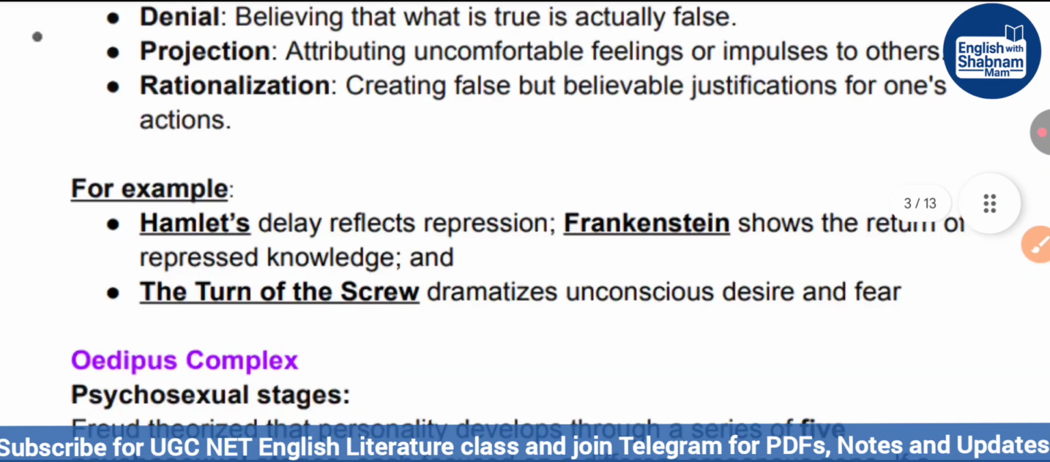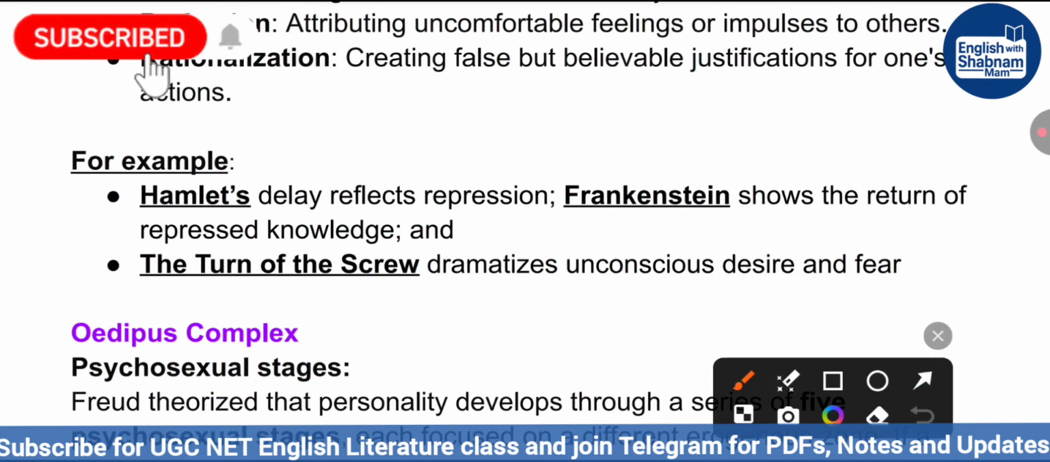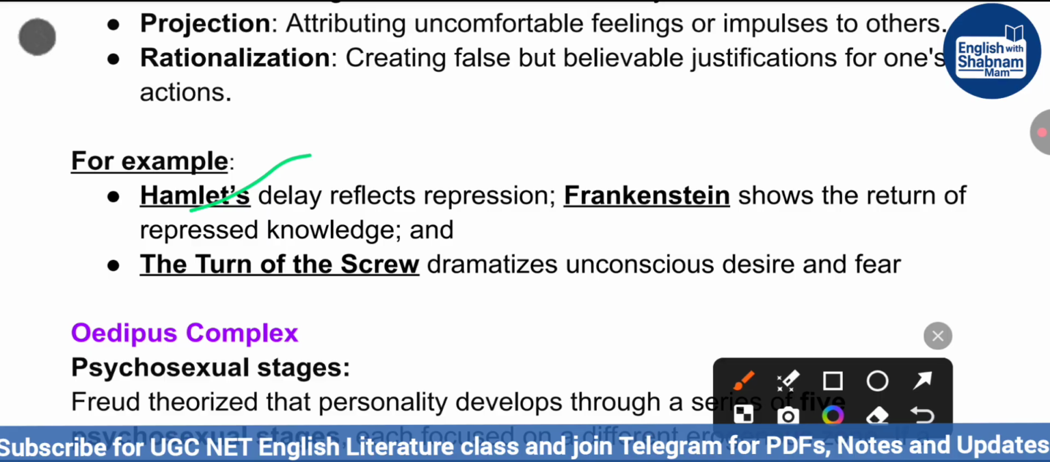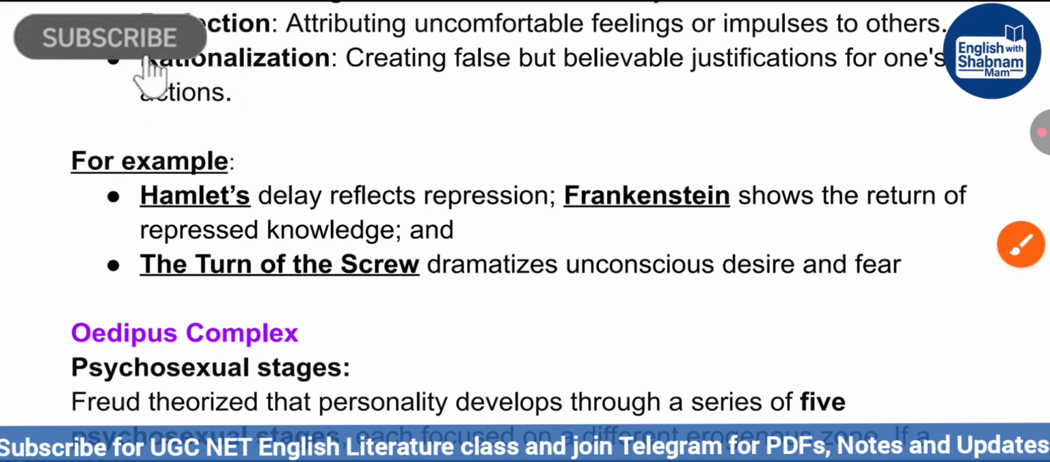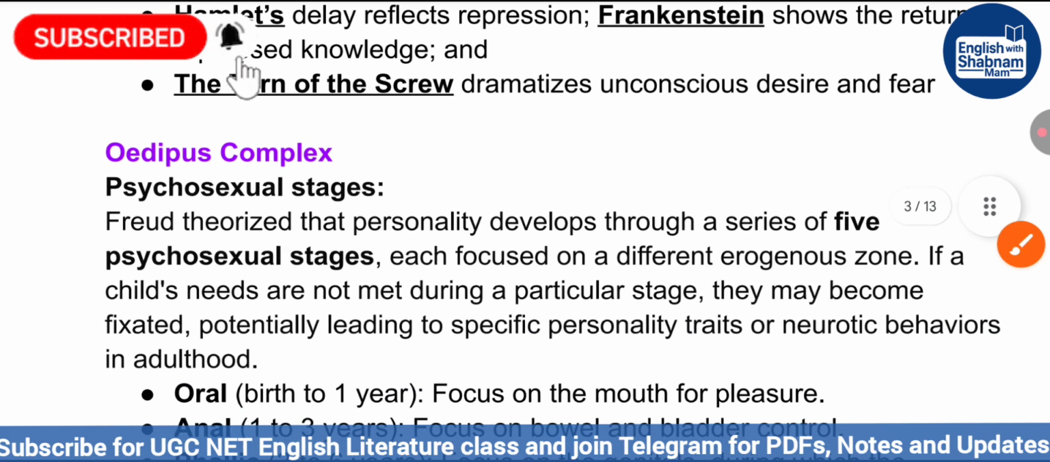For example, you can understand Hamlet's delay reflects repression. Hamlet by Shakespeare delays his revenge, he does not take revenge on his uncle Claudius. He keeps delaying. Why? Because of the repression. And Frankenstein by Mary Shelley shows the return of repressed knowledge, and The Turn of the Screw dramatizes unconscious desire and fear. So these are the most common examples you can remember.